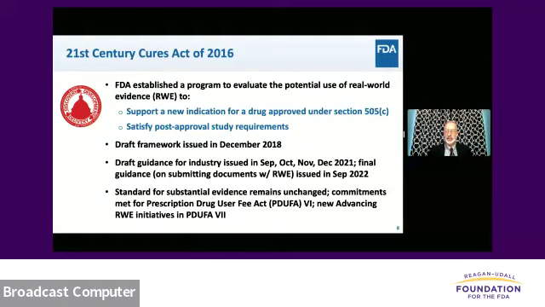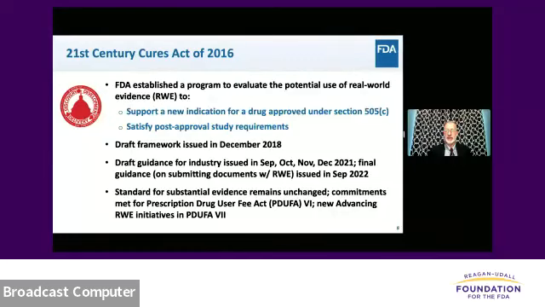We're really here today standing on the shoulders of the 2018 draft real-world evidence framework. And as you saw in an earlier slide, FDA has issued draft guidance for industry in September, October, November, December. Those are the four guidances that you saw. Not on the list because it's more procedural, but please be aware, and it's on our website, there's a final guidance on submitting documents with real-world evidence that was issued in September of 2022. That's, again, more of a procedural document, but that's also informative.